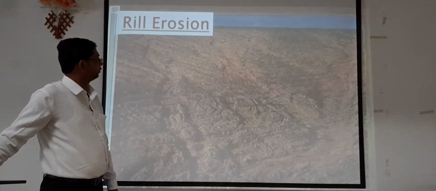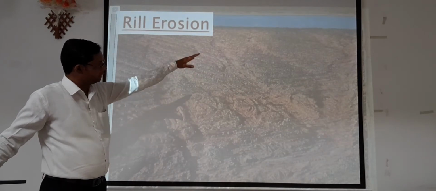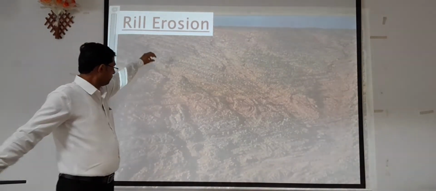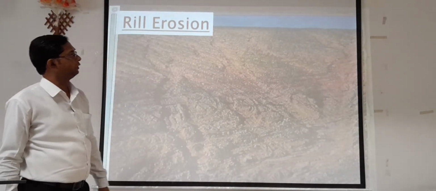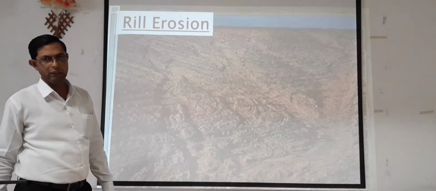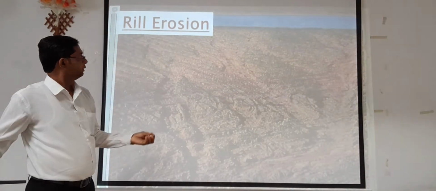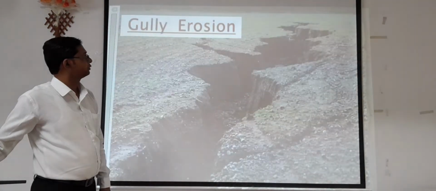Now here, rill erosion. Again you can see, due to the sloppy region, you can observe the small parts of that particular soil surface or topsoil are eroded, and that is known as rill erosion, due to the small movement of water. So this type of structure is also observed in the soil.